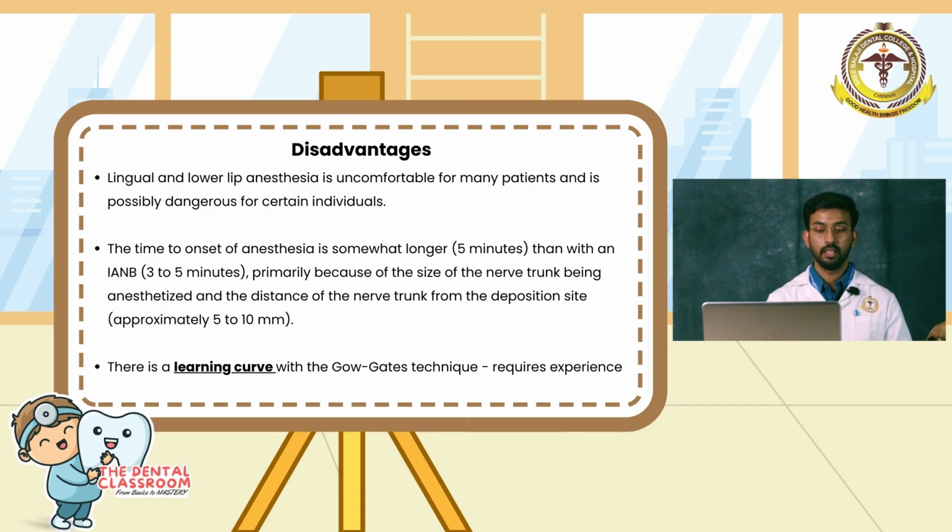Disadvantages being lingual and lower lip anesthesia is uncomfortable for many patients and is possibly dangerous for certain individuals. The time of onset of anesthesia is relatively longer than our conventional IANB, primarily because of the size of the nerve trunk being anesthetized and the distance between the site of deposition of local anesthesia and the nerve trunk, approximately 5 to 10 millimeters. There is a learning curve requirement for this technique, which requires experience for achieving complete anesthesia.